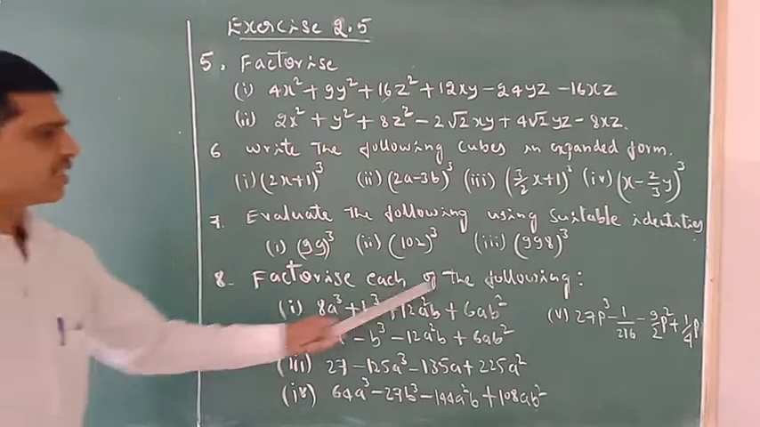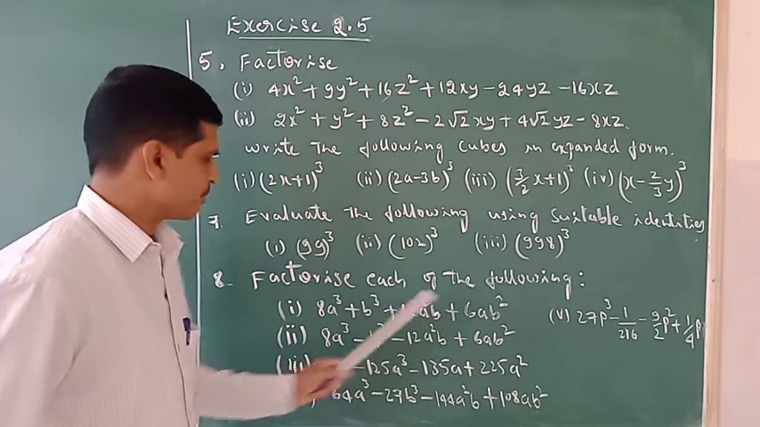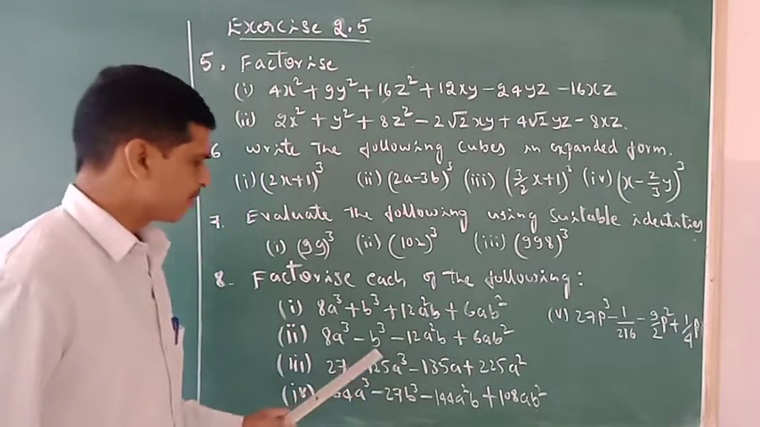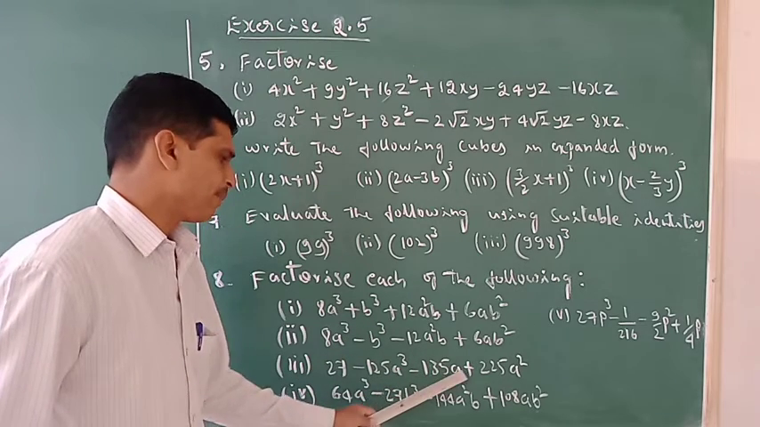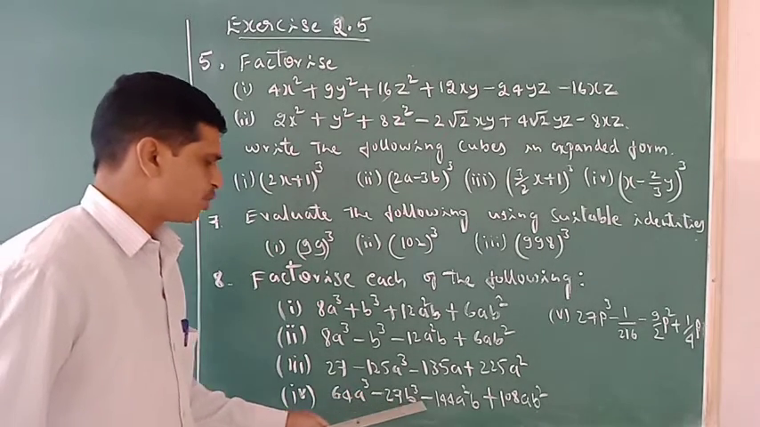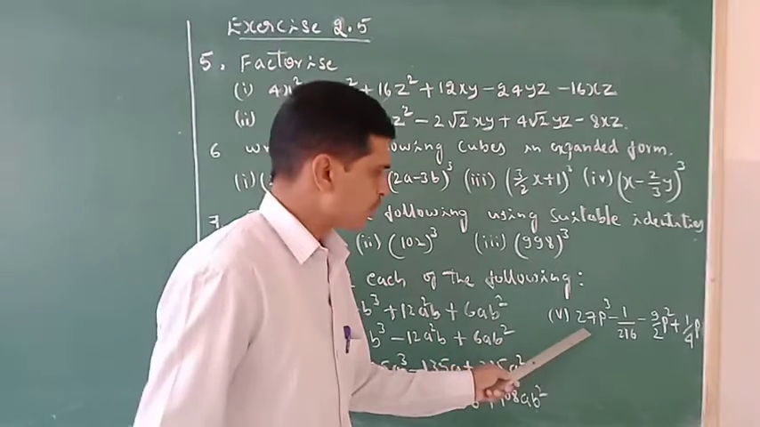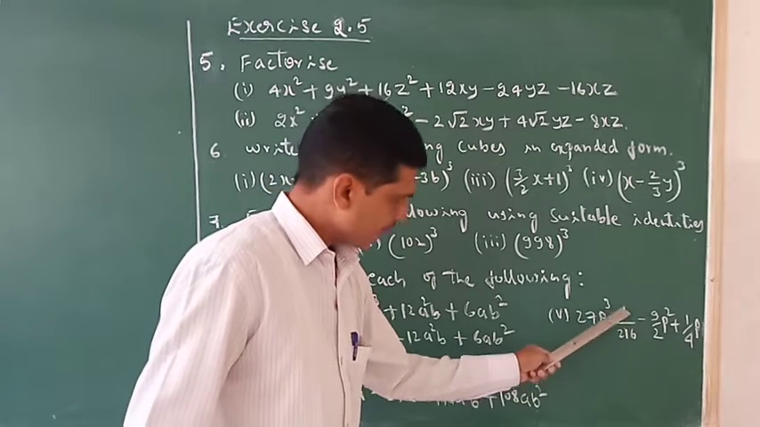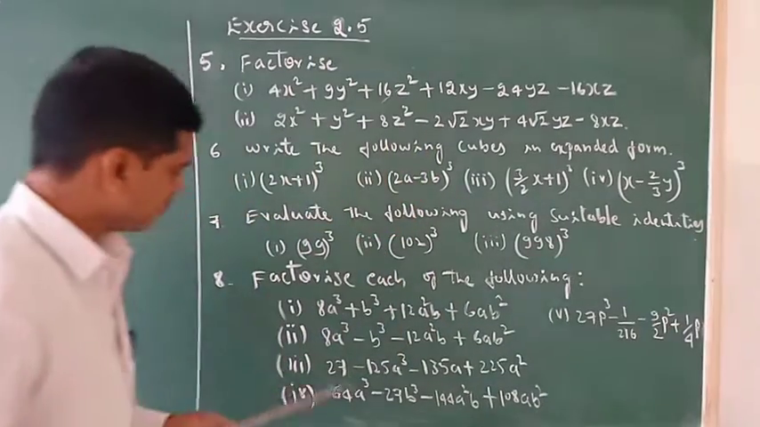So, the eighth question, factorize each of the following. Here some expressions or polynomials are given. 8a cube plus b cube plus 12a square b plus 6ab square. And second one, 8a cube minus b cube minus 12a square b plus 6ab square. And third one, 27 minus 125a cube minus 135a plus 225a square. And fourth one, 64a cube minus 27b cube minus 144a square b plus 108ab square. The last one, fifth one, 27b cube minus 1 by 216 minus 9 by 2 into p square plus 1 by 4 into p. So these are all the given examples.